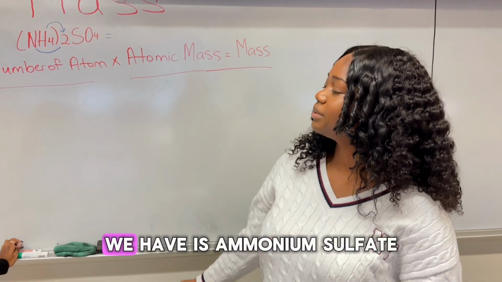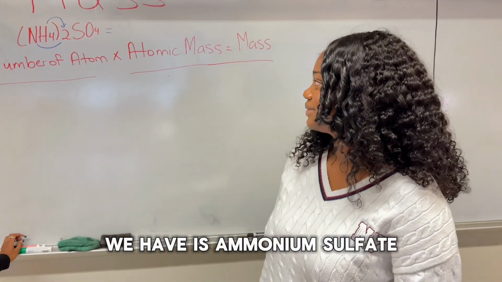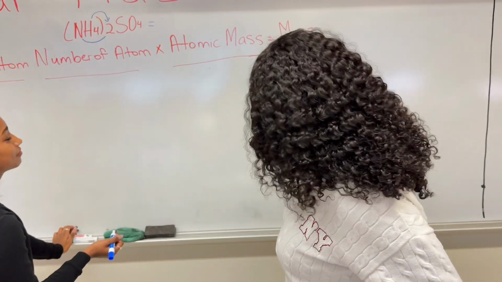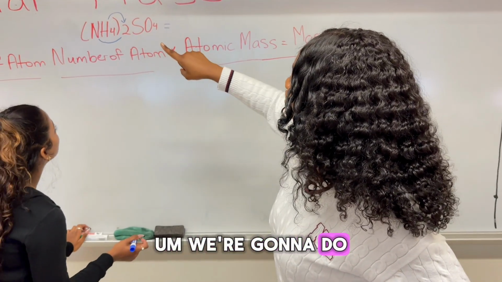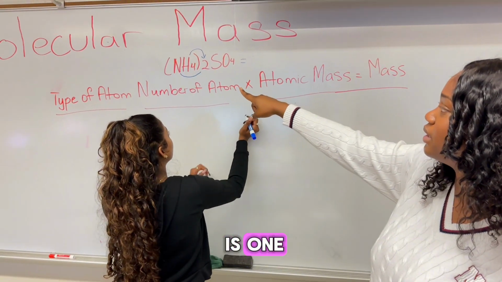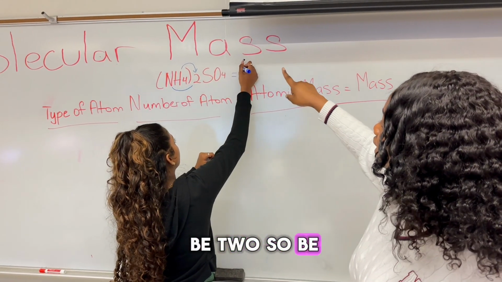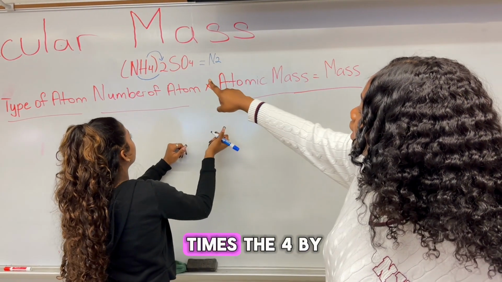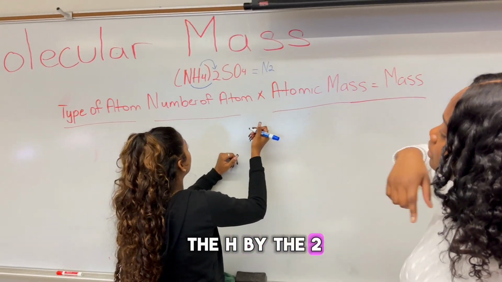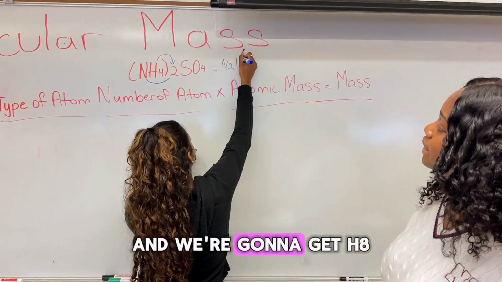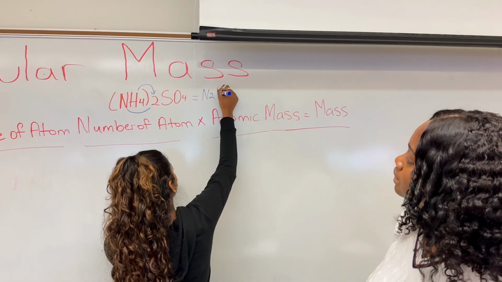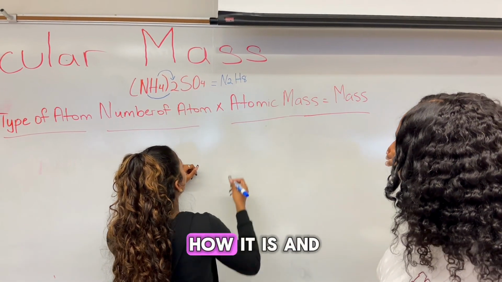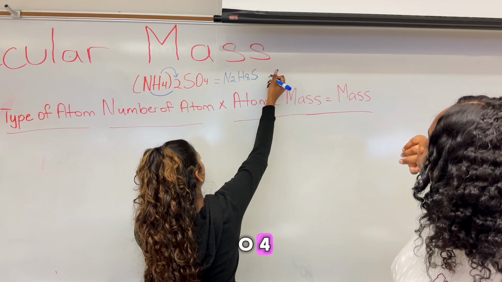So the next formula we have is ammonium sulfate. To show you how to convert it out of the parentheses, we're gonna do N times 2. N is 1, so it's just gonna be 2. So it'll be N2. And then we're gonna multiply the 4 by the 2 on the H. And we're gonna get H8. And now we're out of the parentheses, so we're gonna leave S how it is, and O4.